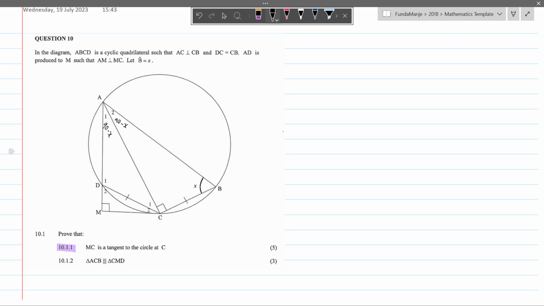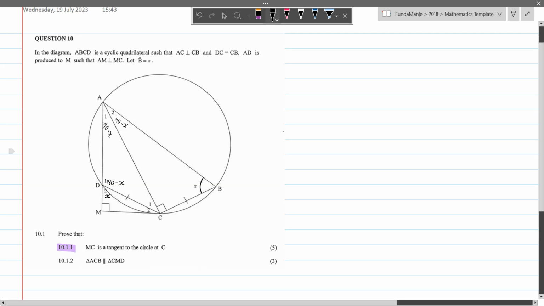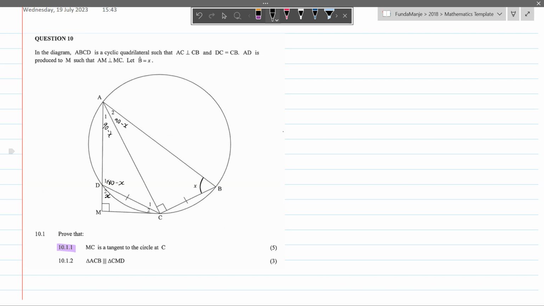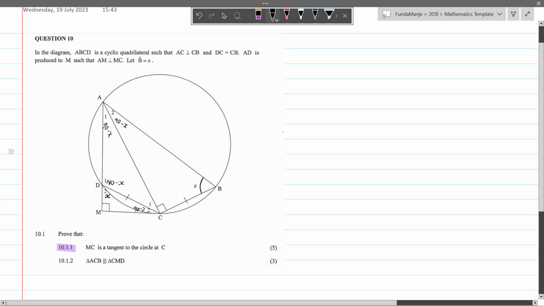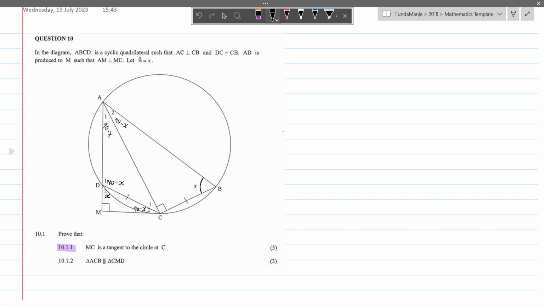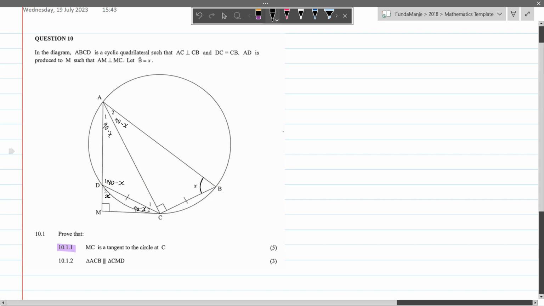We know D1 would be 180 minus X, since these are opposite angles of a cyclic quadrilateral, and that would mean that D2 is equal to X, because we know that these are supposed to add up to 180. Therefore, that would mean C2 is equal to 90 minus X. So do you see, just flowing with the information that you're given, you're able to arrive at the answer, even if that's something that you're not particularly looking for at the moment. But there you go, there's your 90 minus X.